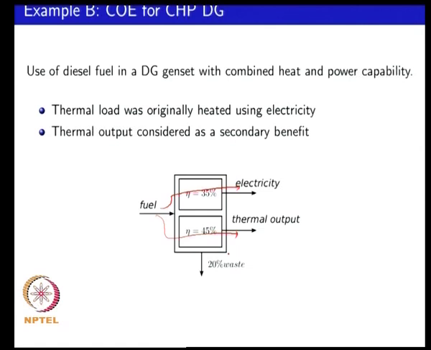So, in this particular case, we will assume that because you are now making use of your thermal output, previously maybe you were making use of electricity to heat water, maybe in an electric geyser. Now, because you are able to use the thermal output from your DG system, you are saving the energy which would have been spent otherwise in your geyser. So, we could think about that as a potential secondary benefit.